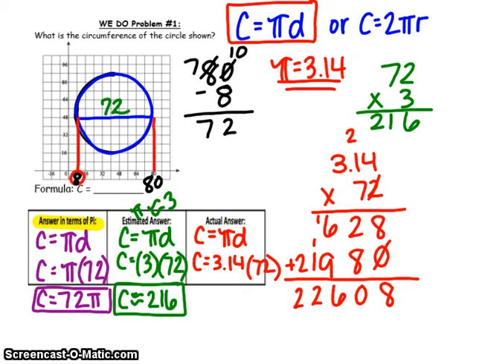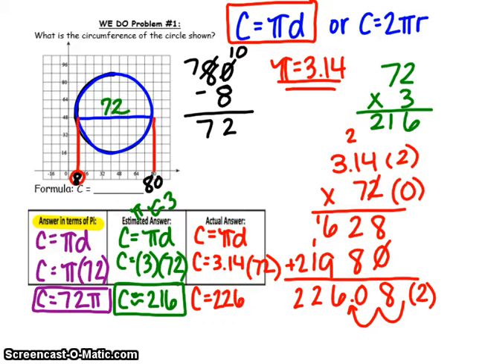I need to figure out where my decimal goes. I know there's 2 places behind this decimal, and there's no places here, so I need to move over my decimal 2 places, 1 and 2. So my answer here is C is equal to 226.08.